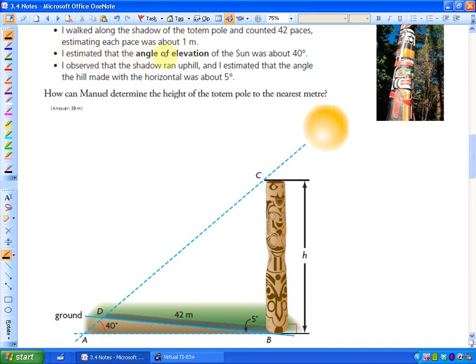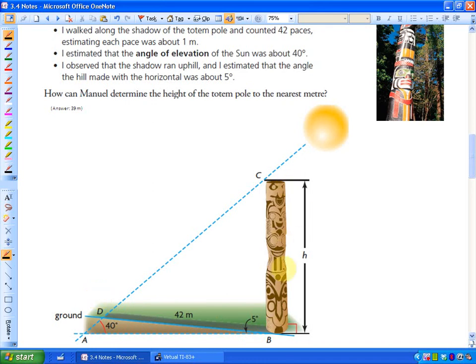He estimated the angle of elevation of the sun was about 40 degrees. So from horizontal, the sun is about 40 degrees in the sky. And finally, he observed that the shadow ran uphill, so he estimated this angle of elevation here that he walked up a hill at an angle of elevation of 5 degrees. And the question says, how can Manuel determine the height of the totem pole to the nearest meter?